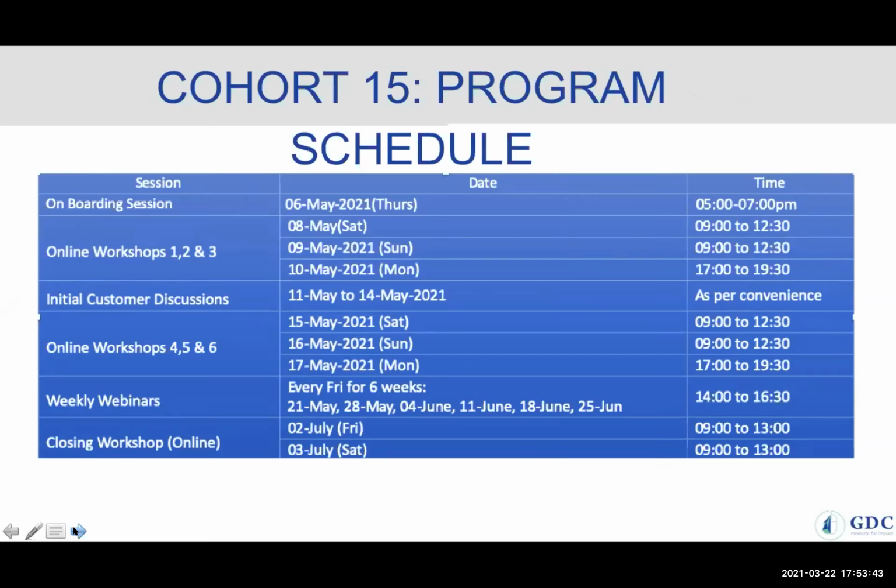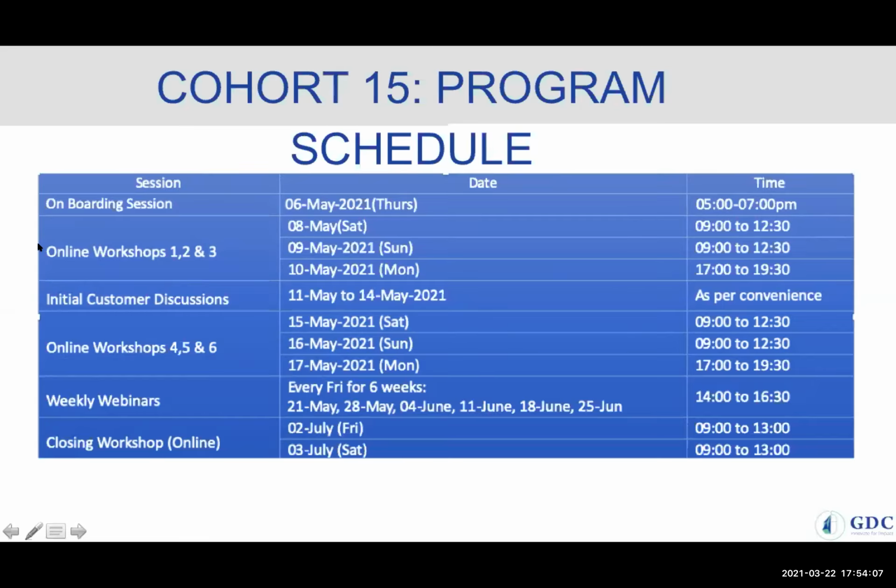First 2 weekends of sessions, we start with a single day of onboarding sessions. So the cohort starts on 6th May and concludes on 3rd July. That is the 8 weeks. And I'm just going to touch upon it very briefly. 6th May is an onboarding, which is a very light day where you get introduced to each other as a cohort. Of course, all this is happening online. And you also get introduced to the program and the program structure.